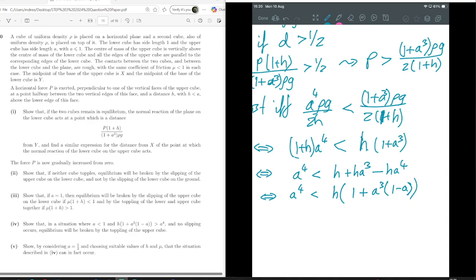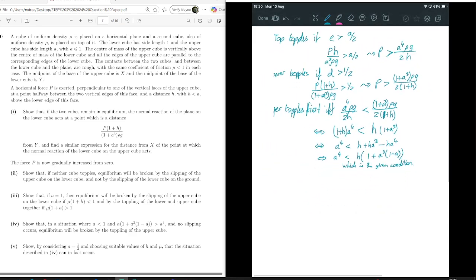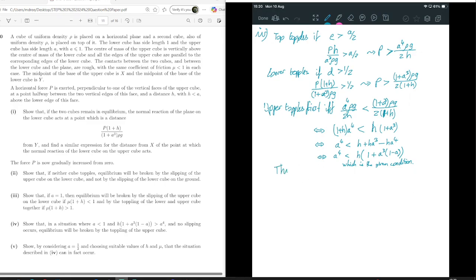which is exactly the given condition. Okay, perfect. So thus the upper topples. So we basically put the conditions on, found out which was easier, and went from there.